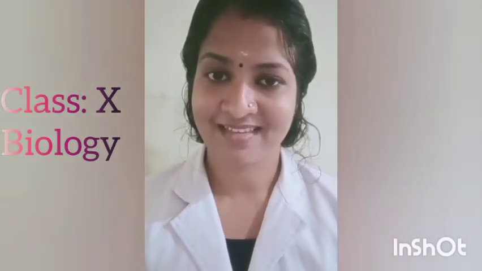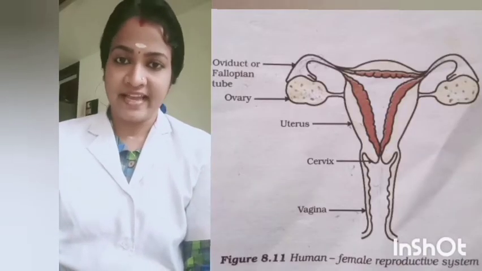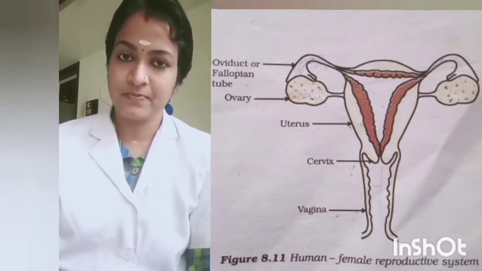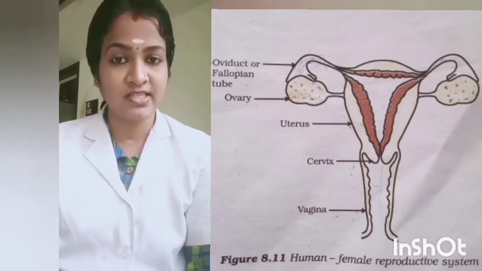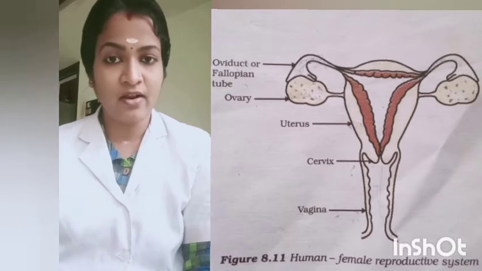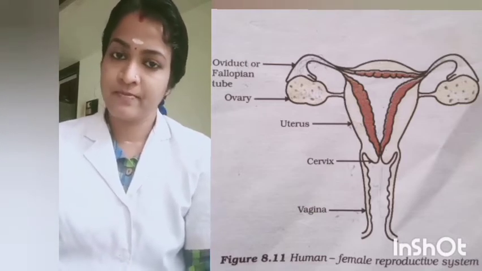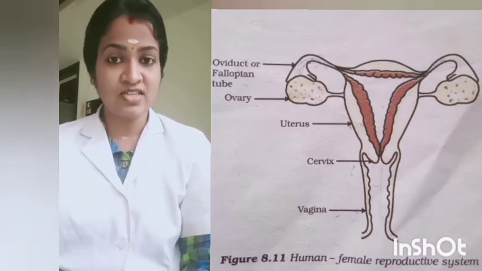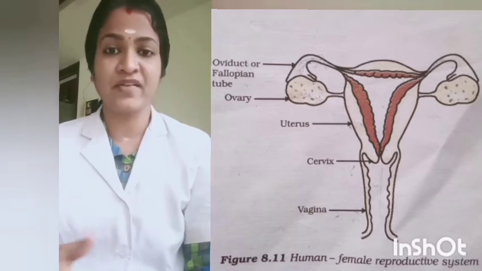In the previous class, we discussed the structure of the male and female reproductive systems. Now, let's recall the different parts of the human female reproductive system. Children, look at the diagram. The diagram shows the human female reproductive system. A human female reproductive system consists of a pair of ovaries, oviducts, uterus, cervix and vagina. And the functions of these parts we discussed in the previous class.